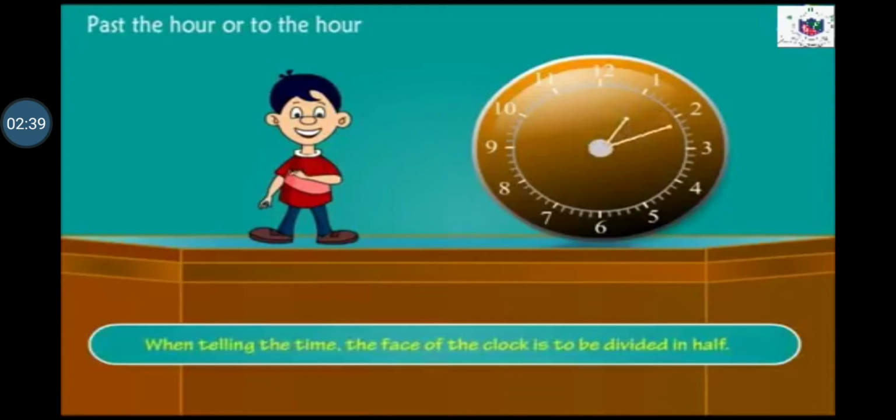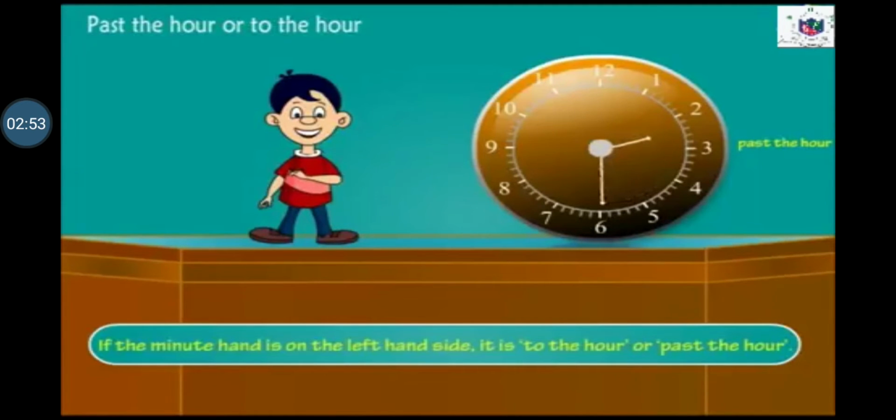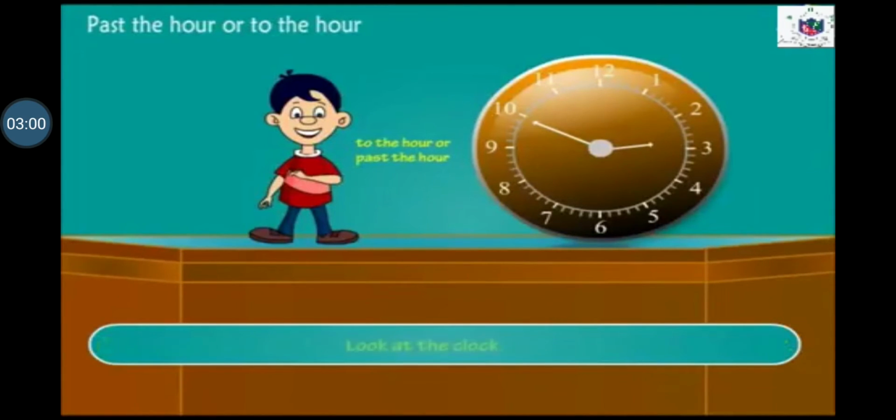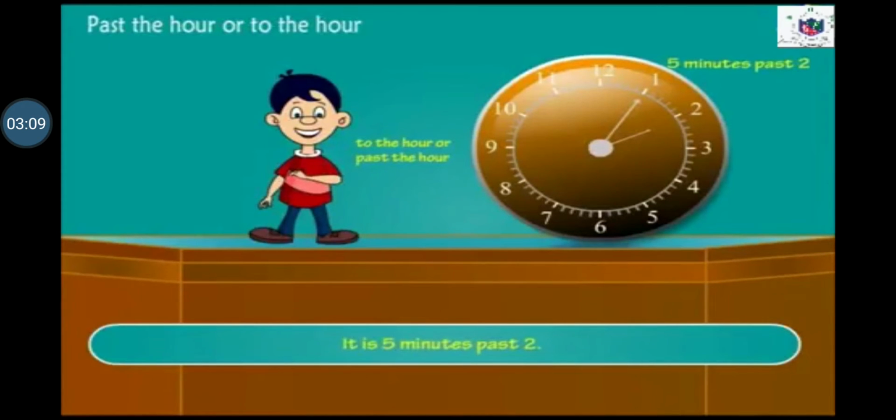Now, my dear students, when telling the time, the face of the clock is to be divided in half. If the minute hand is on the right hand side, it is past the hour. If the minute hand is on the left hand side, it is to the hour or past the hour. Look at this clock. The hour hand is just past 2 and the minute hand points to 1. It is 5 minutes past 2.